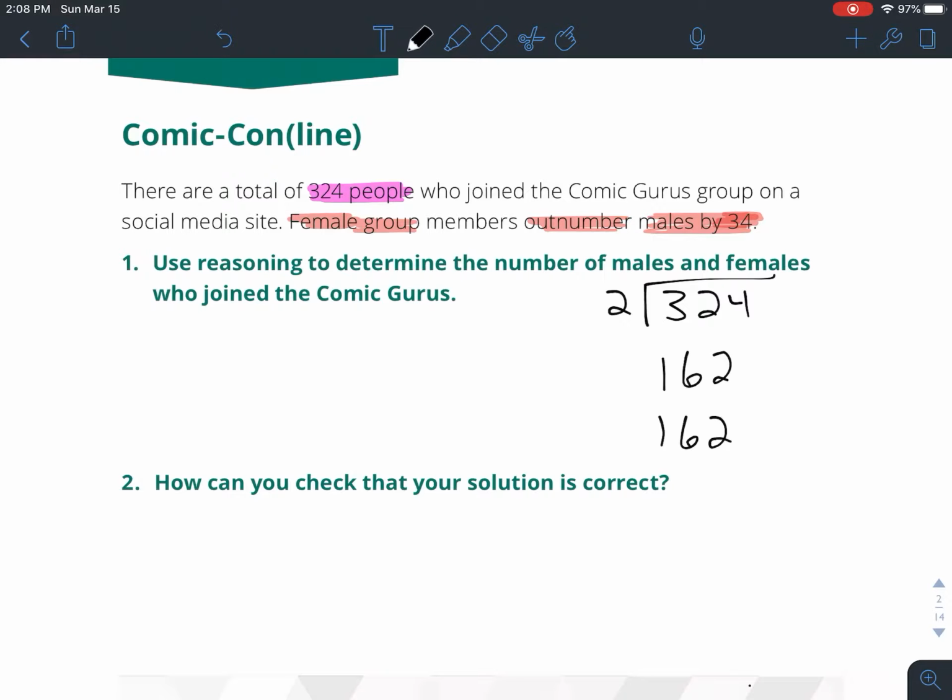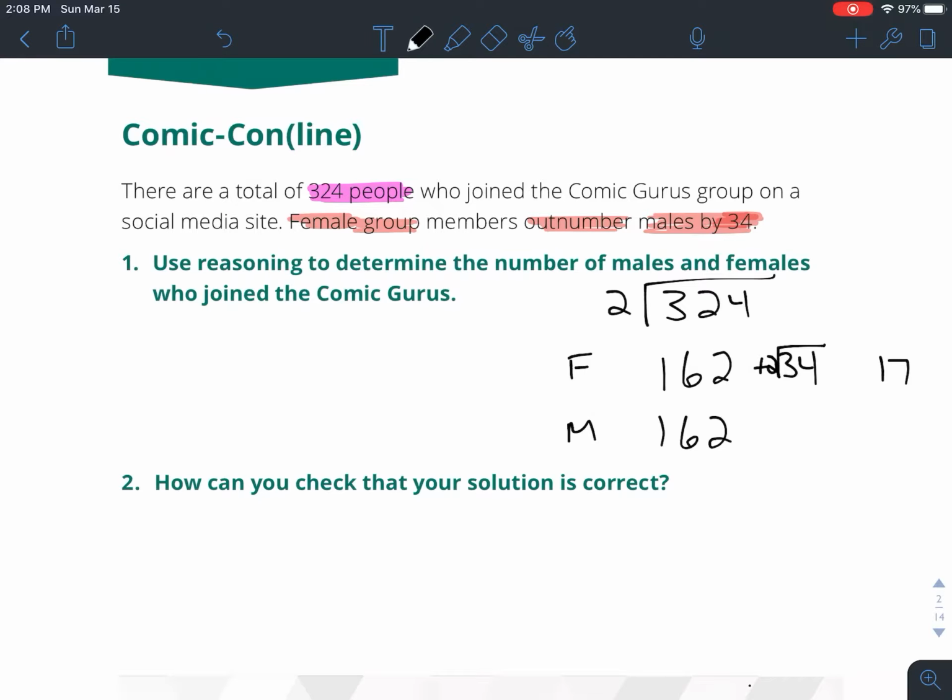As we said, we know the females outnumber males by 34. So we're going to put this as an F, this as an M, for female and male. We cannot say, okay, let's add 34 here and call it a day, because that means there are over 324 people then. Once again, we know there's 2 groups, so we can take 34 and divide that by 2, which leaves us with 17. Now, that's the half of the 34.